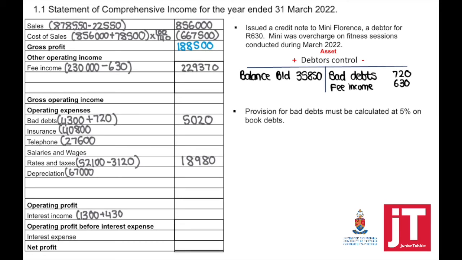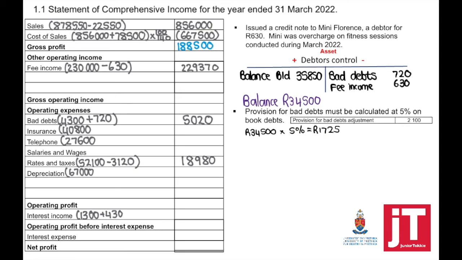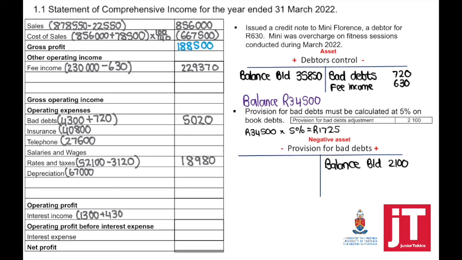Provision for bad debts must be calculated at 5% on book debts. It means that my new balance, 34,500, 5% of that means that my provision for bad debts must decrease. As soon as it's decreasing, that is an income. It forms part of your other operating income, 375.